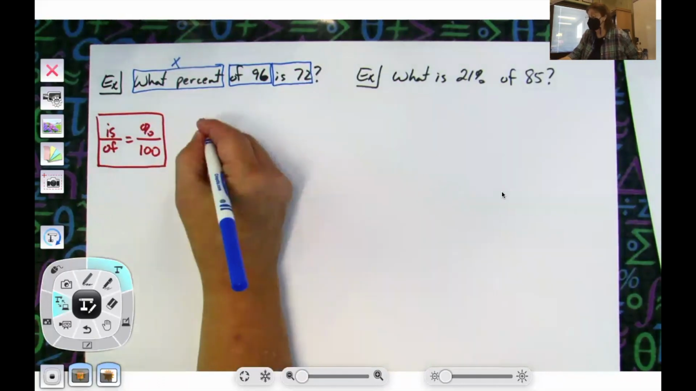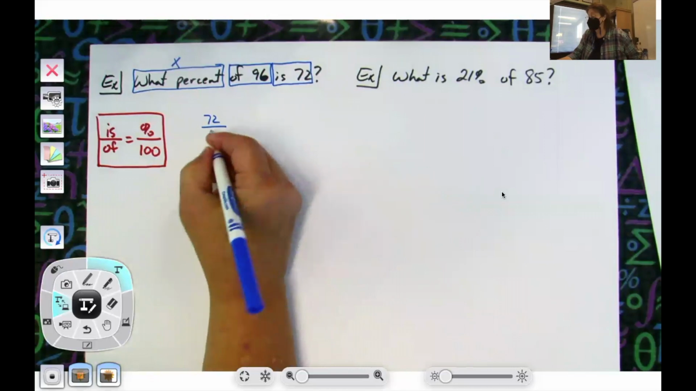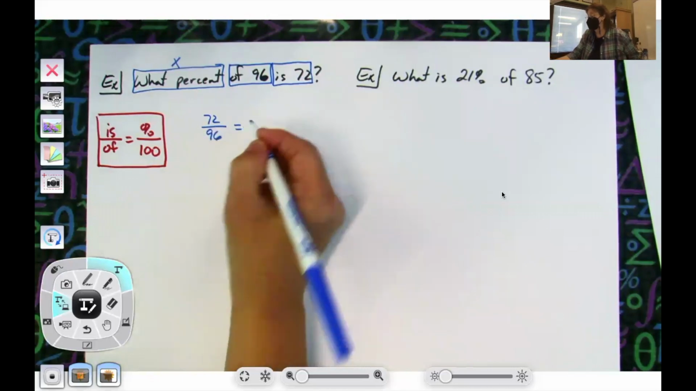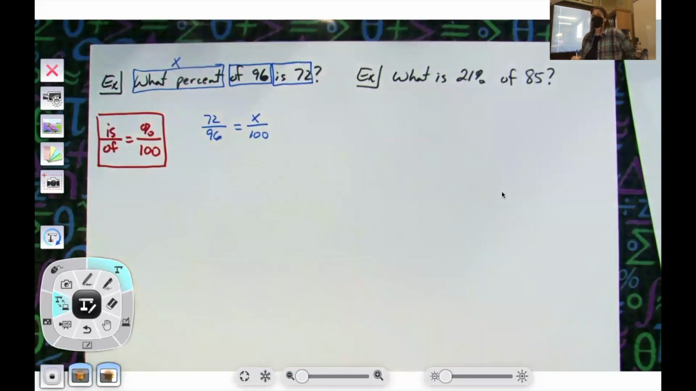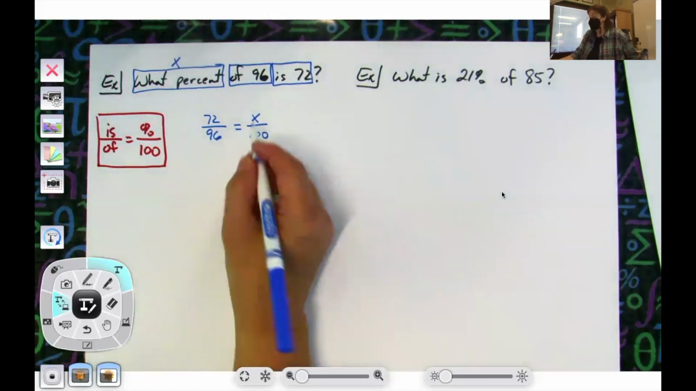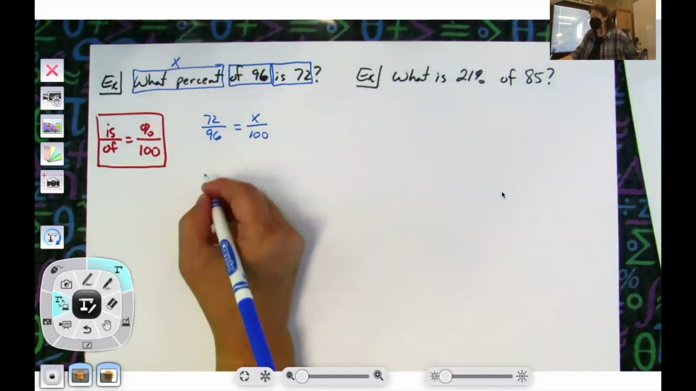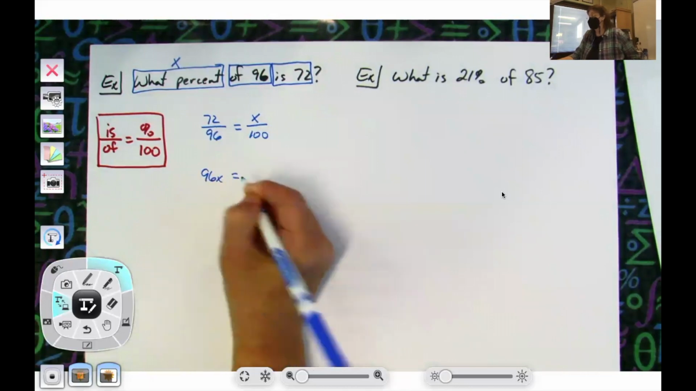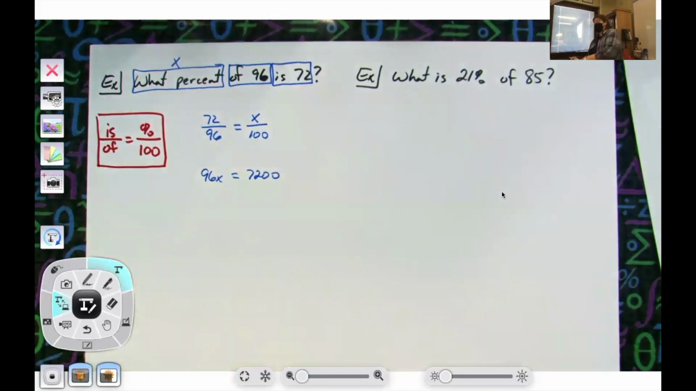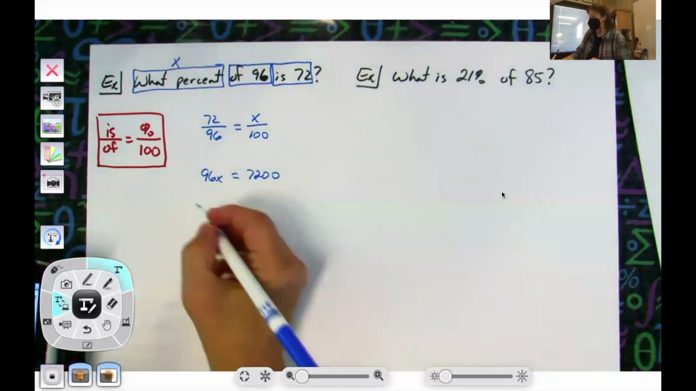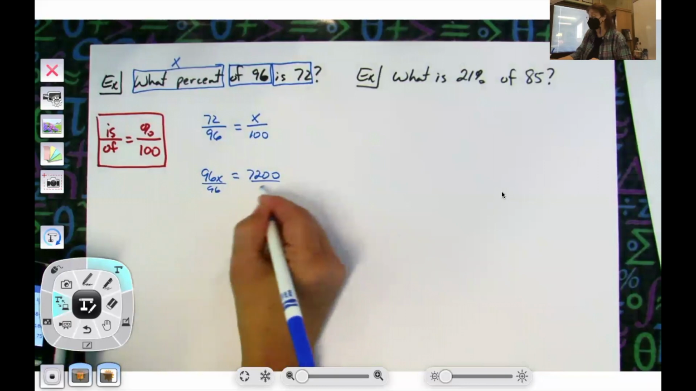So my proportion is 72 over 96 is equal to, I don't know what percent it is, over 100. Now I've got an equation that I can solve. Cross multiply down. Cross multiplying this way would give me 96x. 72 times 100 is going to be 7,200. I'm going to grab a calculator real quick because I don't want to do that in my head. So divide by 96, divide by 96, 75.